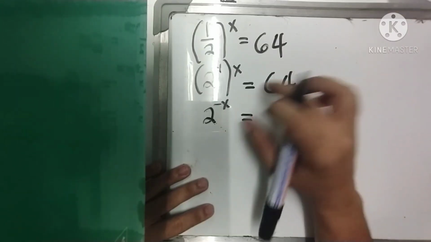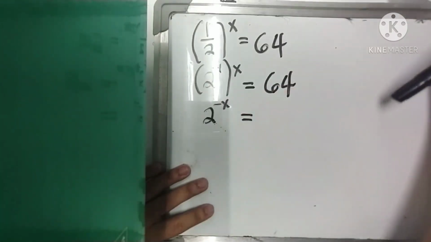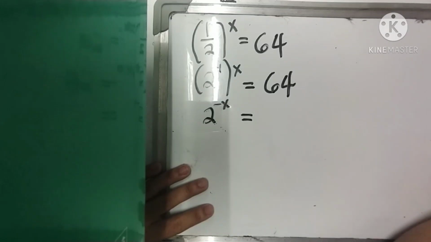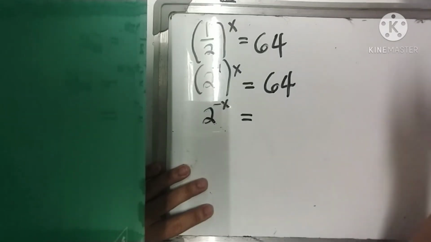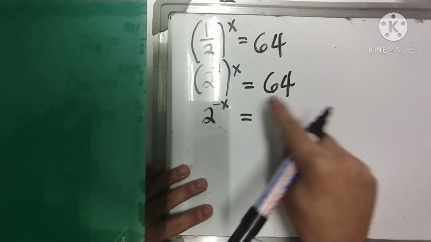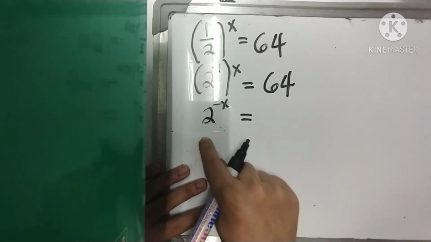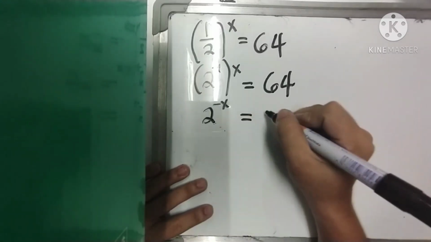Now, we will make their bases the same. That is the first step. We need to express both sides of the equation as powers with the same base. So, let's see, which is smaller, 2 or 64? Of course, 2. So now, 2 will be our base.